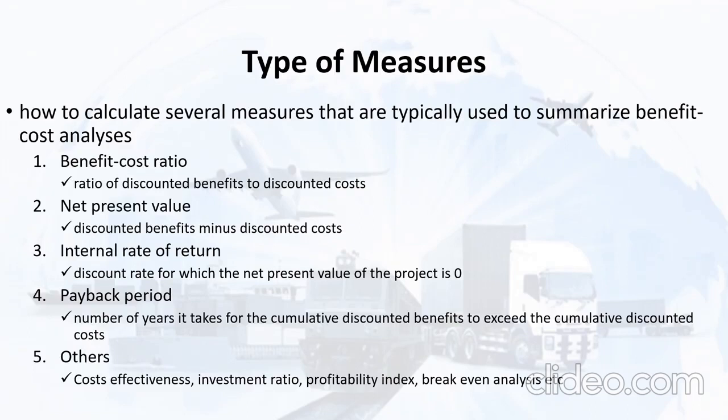Number 3 is the internal rate of return, the discount rate for which the net present value of the project is 0. Number 4 is the payback period, the number of years it takes for the cumulative discounted benefits to exceed the cumulative discounted cost. And lastly, other methods, for example, cost effectiveness, investment ratio, profitability index, break-even analysis, and so on. These are what we use in cost benefit analysis. It depends on the situation.